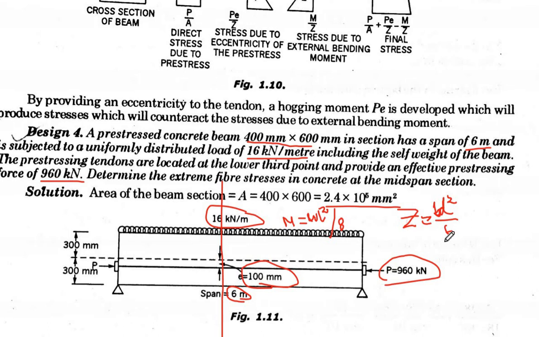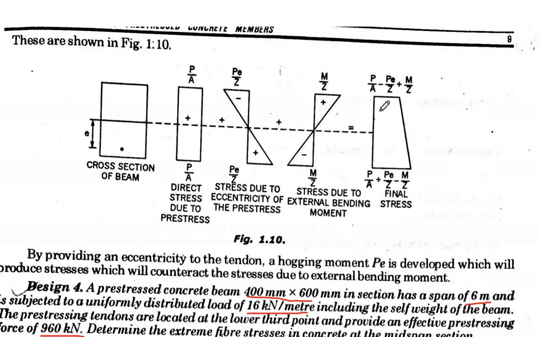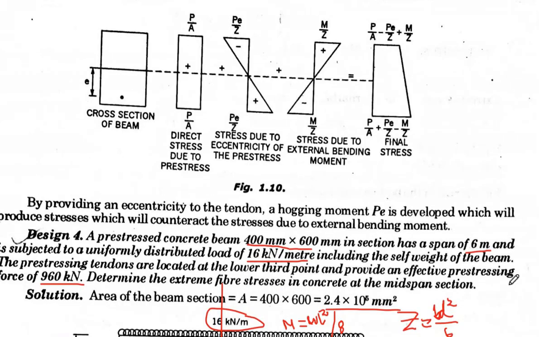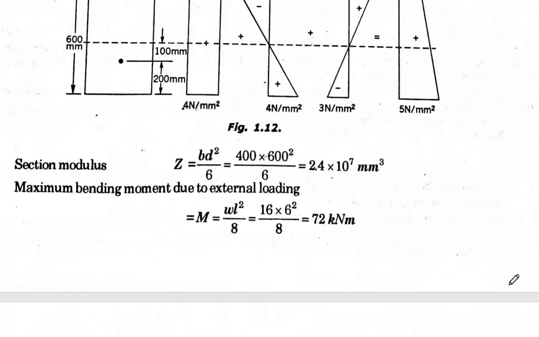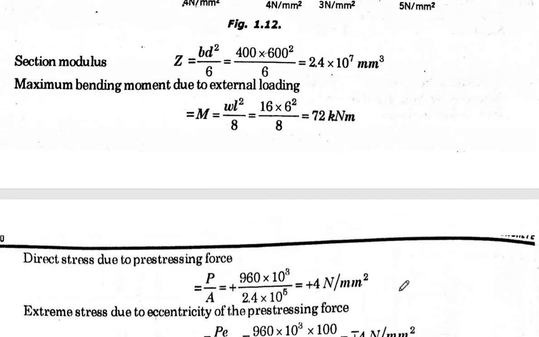And the total stress will be how much then? We know it is P by A minus PE by Z plus M by Z at the top, and at the bottom P by A plus PE by Z minus M by Z. So if we go to the solution here, we will see what? Here you see the Z is bd square by 6, 2.4 into 10 to the power 7, it comes out to be this much. Then moment we know WL square by 8, and we got it to be 72 kilonewton meter.